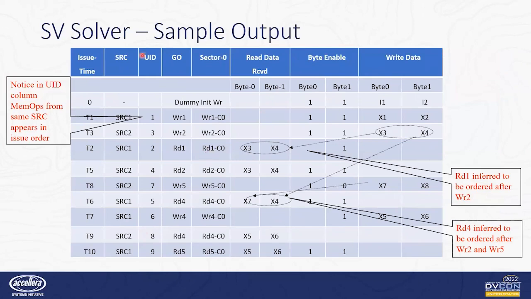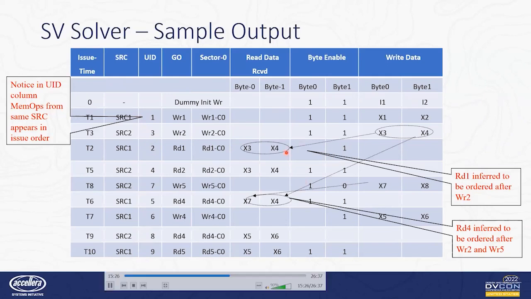This slide shows the sample SystemVerilog solver output. For the example shown in the previous slide, the solver was able to find a global order, and so the randomization passed, and this was the output of the randomizer. Here, you can see the rows which were previously marked 1, 2, 3 up to 9 have been reordered to create the global order.